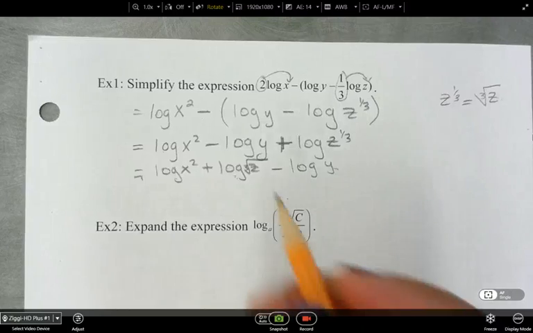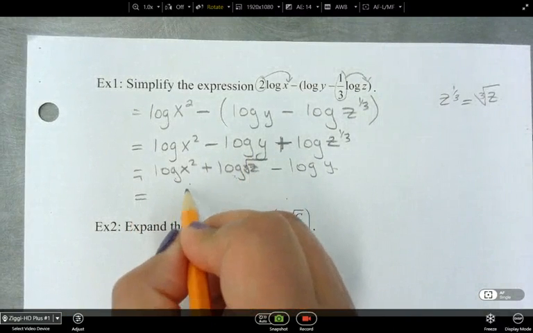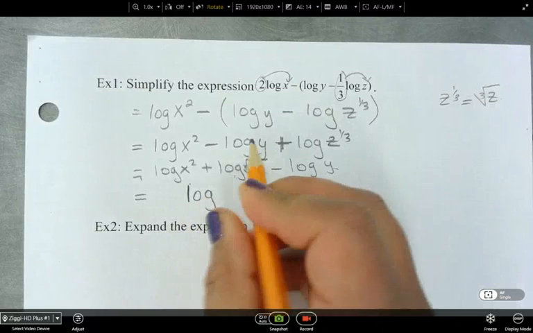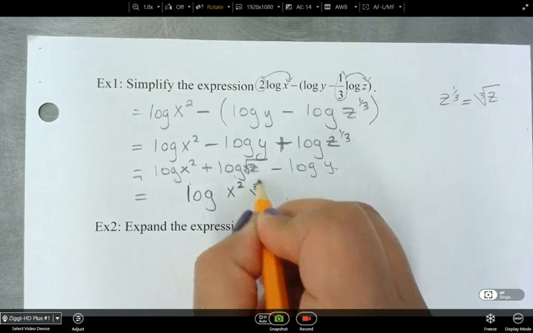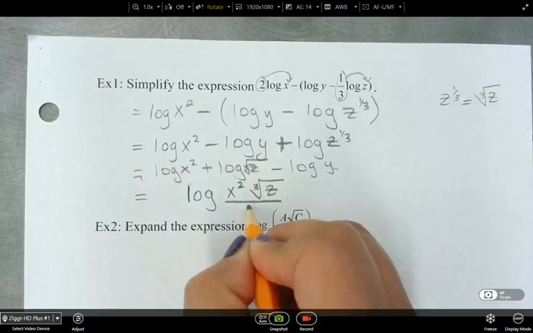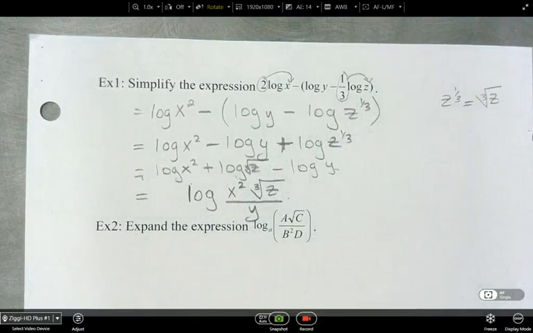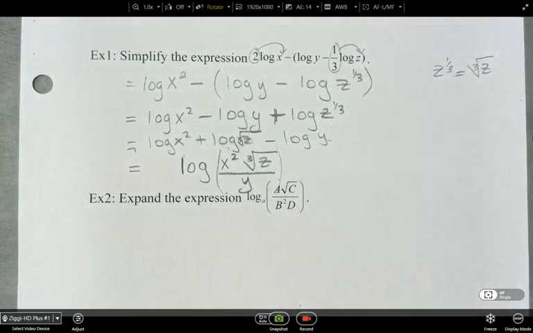Okay, so when they're being added together, where do they go? They go in the numerator, and they multiply, the arguments multiply together. So that's squared, and then I've got the cube root of z, and then that's over y, okay? So this is all to that one log there.